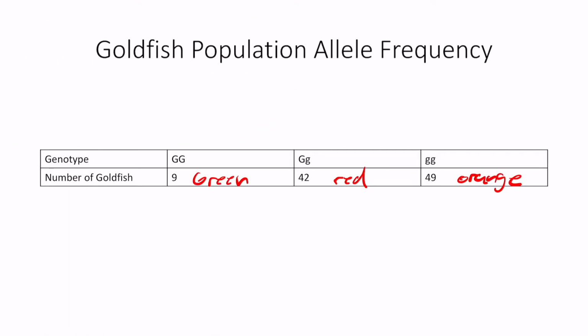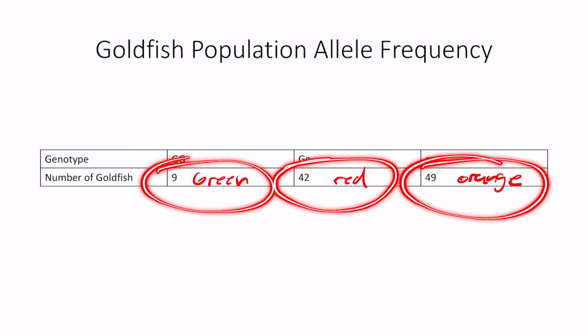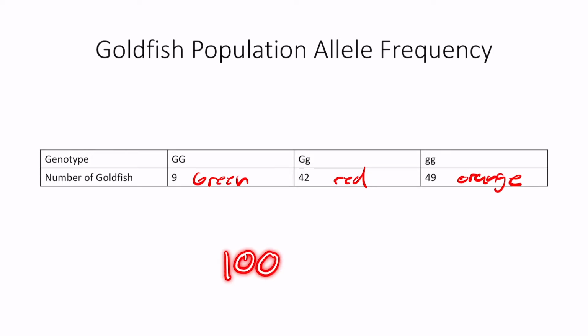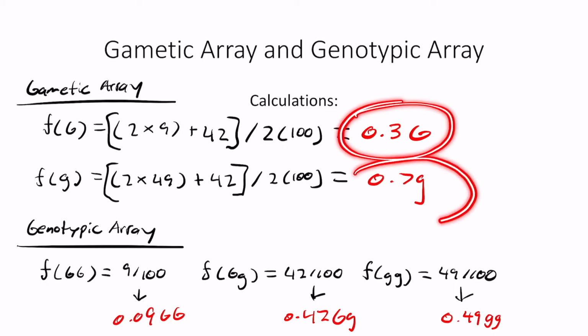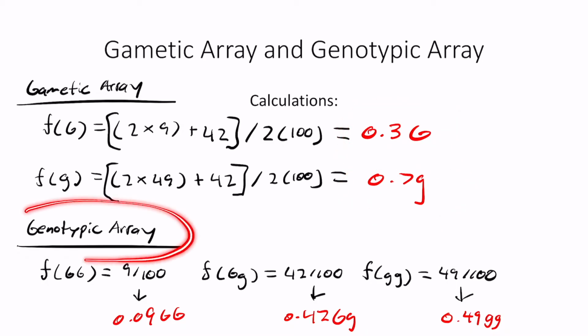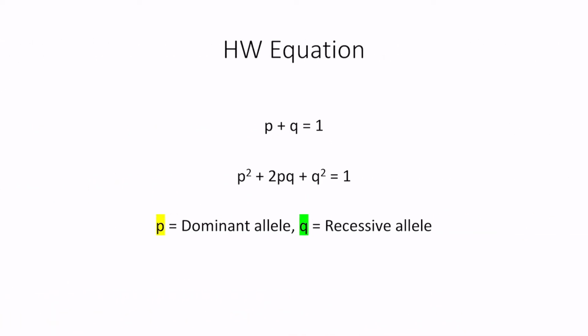Here is our goldfish population. We have 9 green goldfish, 42 red goldfish, and 49 orange goldfish to give us a total of 100 goldfish. Here is the gametic array calculations where we have 0.3 big G and 0.7 little g. And here is our genotypic array calculations with 0.09 big G big G, 0.42 big G little g, and 0.49 little g little g.